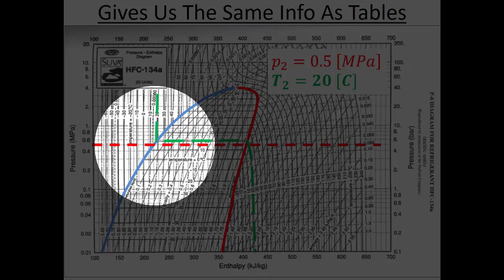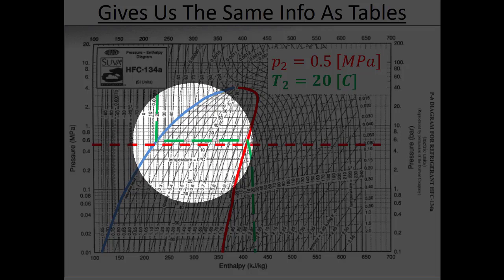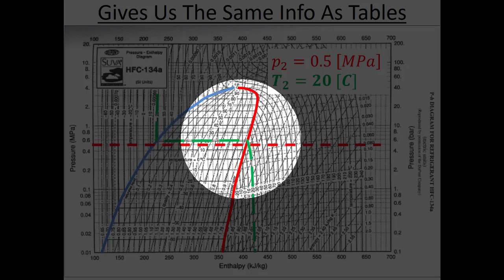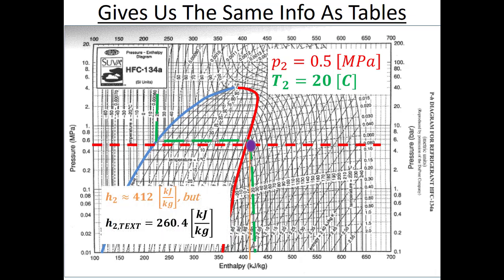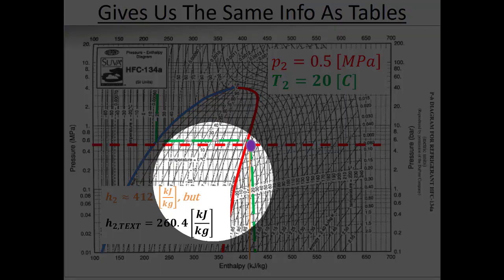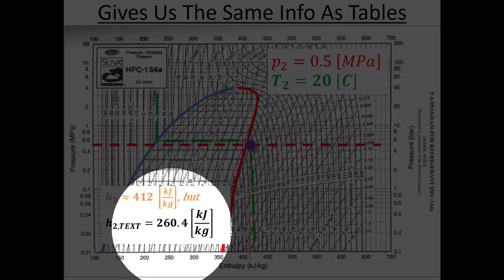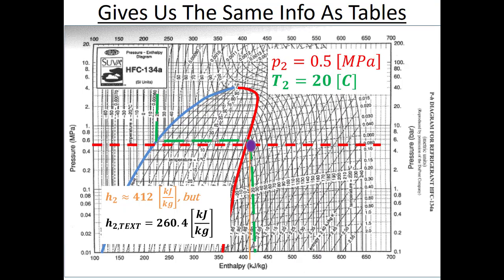I hit the saturated liquid line before I hit my pressure of 0.5 megapascals. So that means I move horizontally over here, parallel to this 0.5 megapascal pressure, and then I dive down after I move past the vapor dome. So my state 2 is in the superheated vapor region. I draw a vertical line down, and I'm going to estimate that H2 is 412 kilojoules per kilogram. If I did the interpolation in the textbook, I would again see that the number is not the same. Here it was 260.4 kilojoules per kilogram.